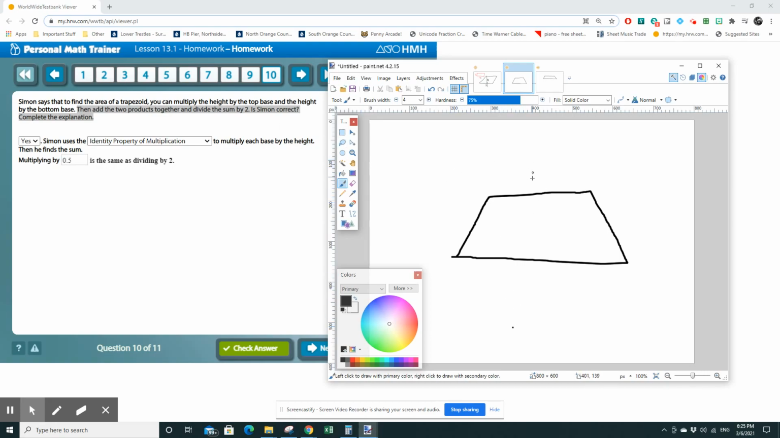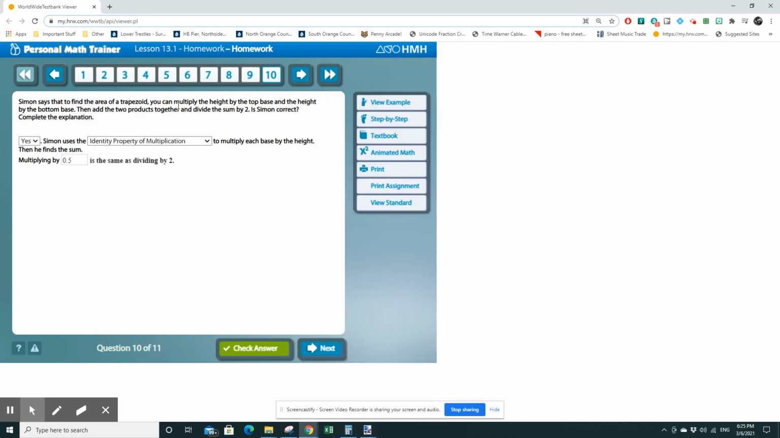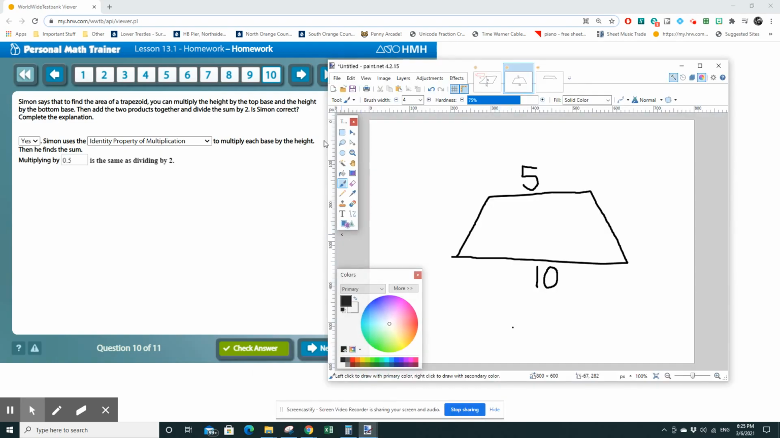So let's guess. Let's give it a height. Let's say this is 5. And the height of the bottom base, let's just give it a number. Let's say that's 10. You multiply the height of the top and the bottom, and then you can multiply the height by the top of the base and the bottom of the base. So I haven't come up with height yet. Let's choose an easy number for the height. Let's choose 2. So I multiply the top and the bottom by 2, and then add the two products together and then divide the sum by 2.